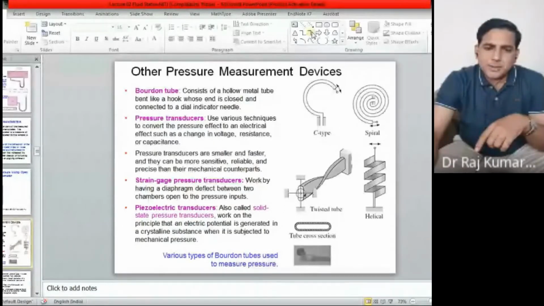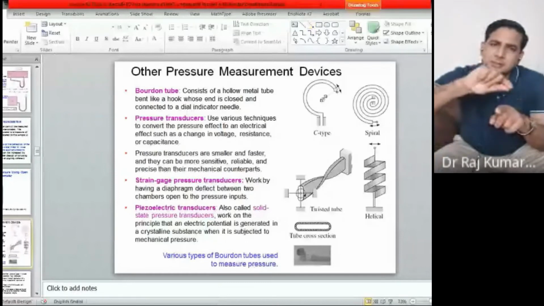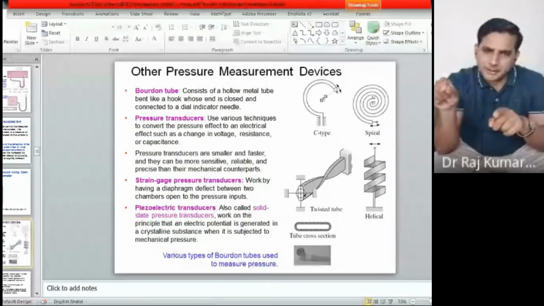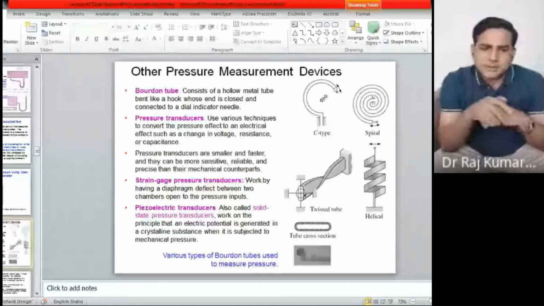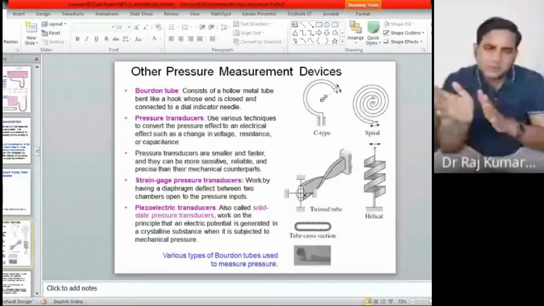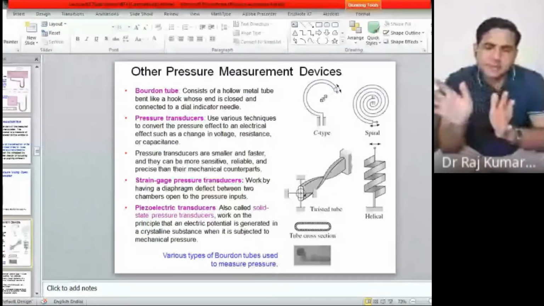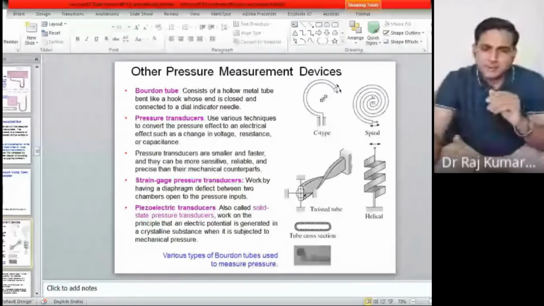So at this particular point, you will have a pointer, something like that, and this is connected to the gauge, the marking here. That way you will get the pressure by the Bourdon tube actually. Construction of this is not your part here. I'm just explaining that these are the gauges which can be used.